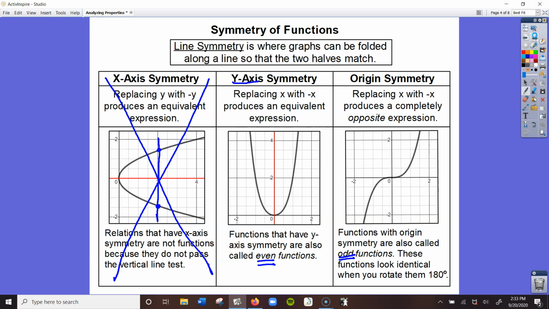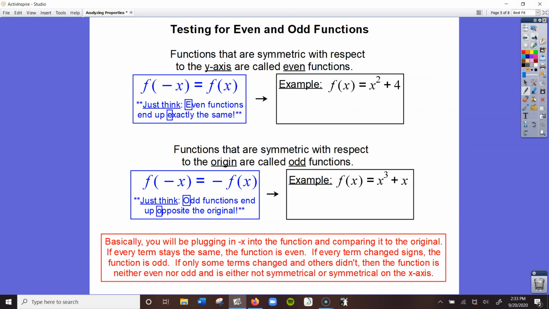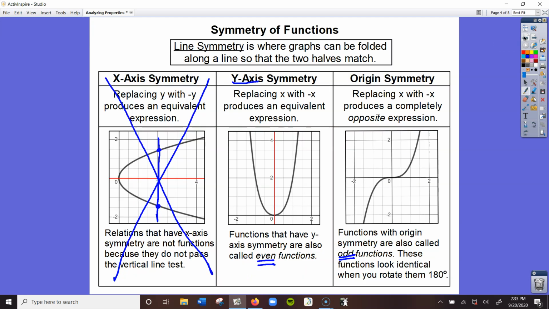Now, when you have a graph, it's easy to determine if it's symmetric. But we're going to look at how to test for even and odd functions given just the equation. So algebraically, what does this mean? Let's have a look, real quickly before we get into this, at testing y-axis symmetry.